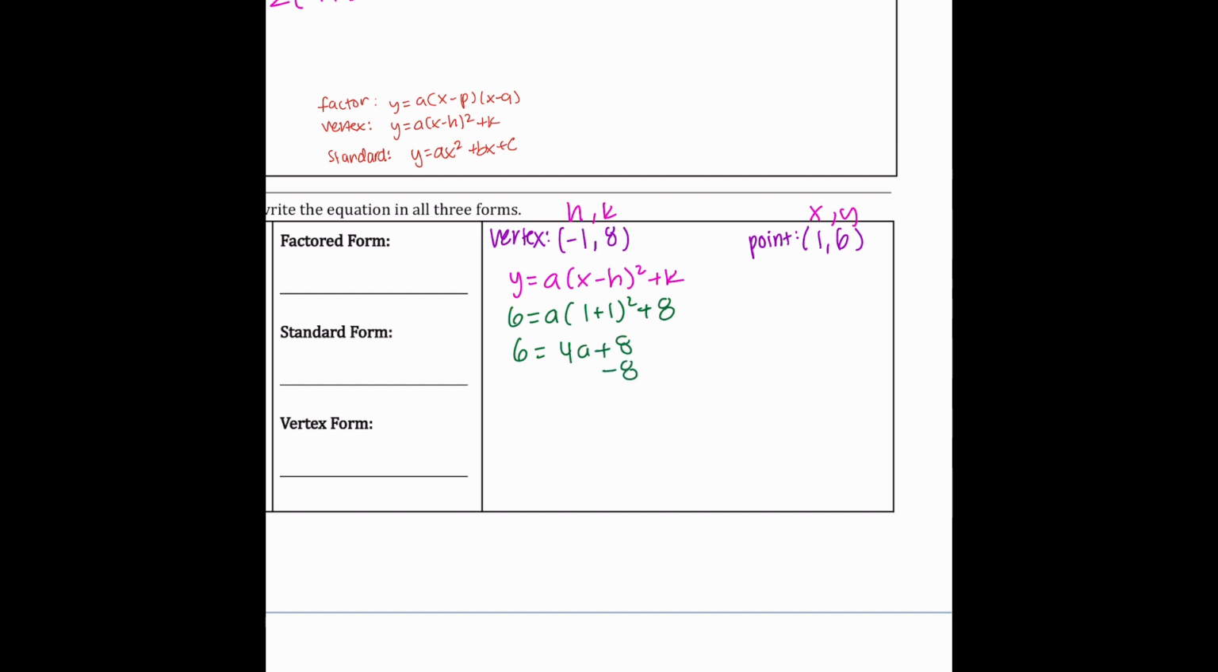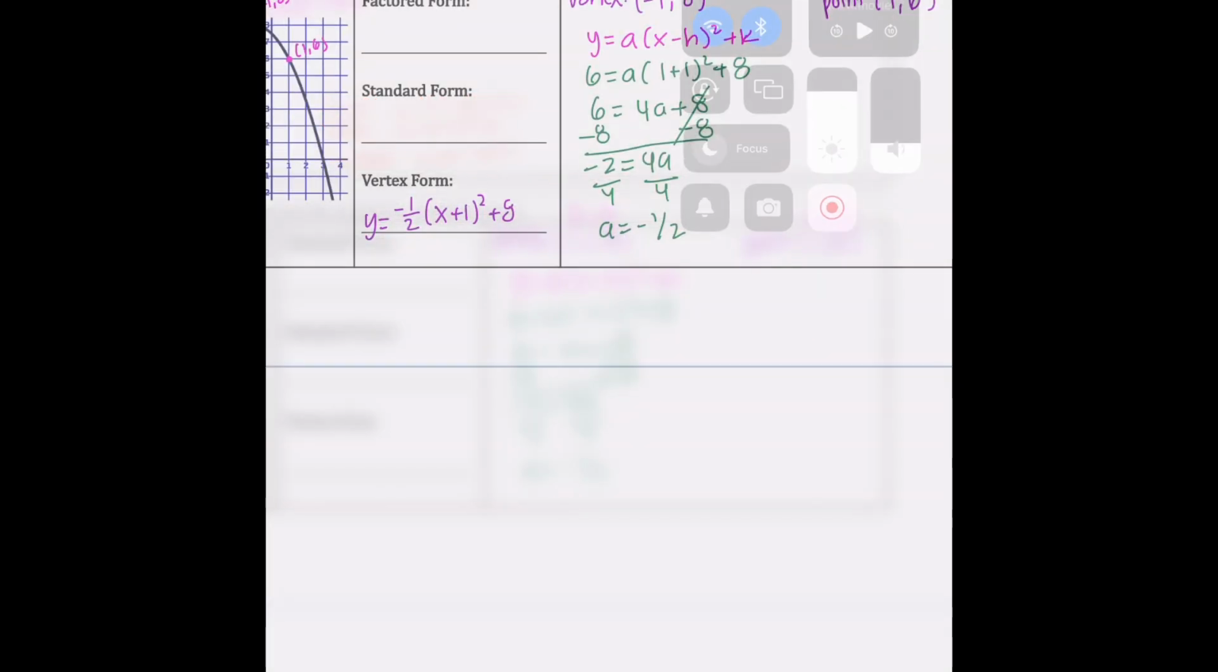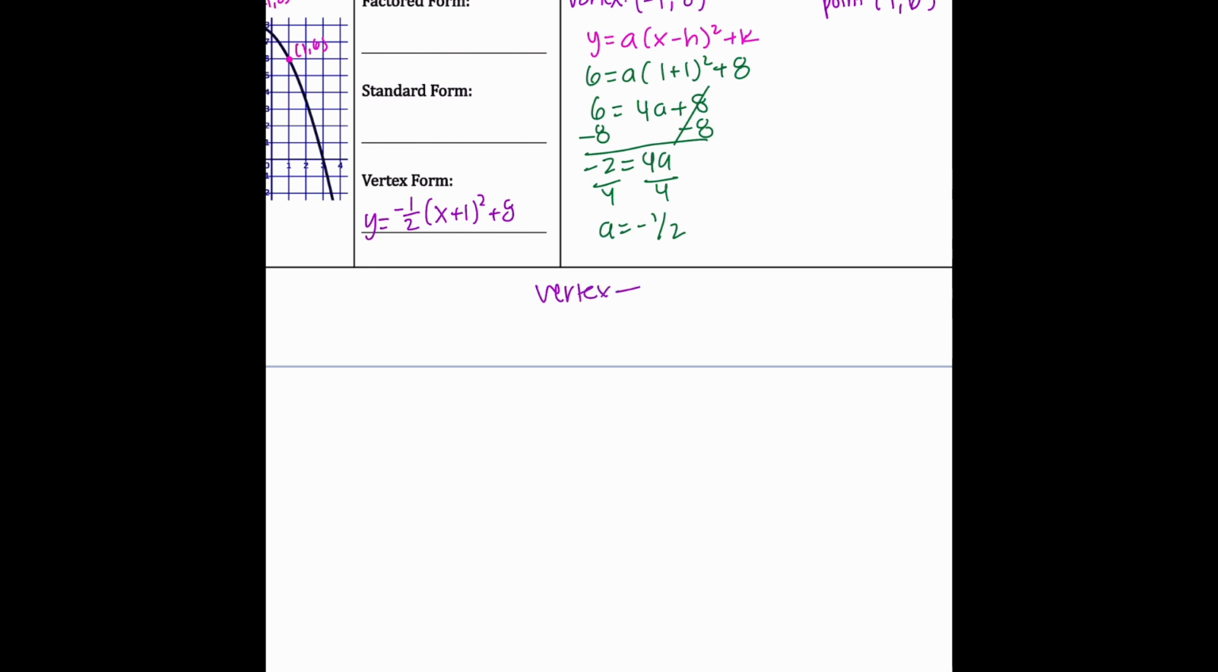I need to solve for a, so I'm getting everything away from a. That cancels out, I'm left with 2 equals 4a. Simplify, get everything away from that variable. a is equal to negative a half. I'm going to go straight into standard, so from vertex to standard, I'm going to multiply everything out.